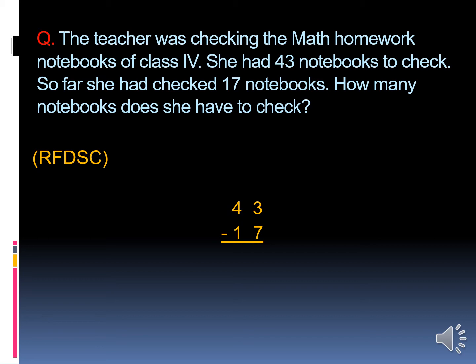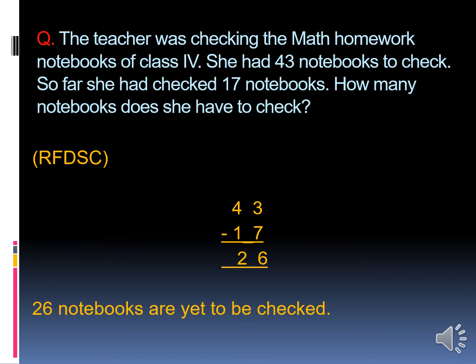So while we borrow from 4, that is from the tens place, our 3 becomes 13 and 4 becomes 3. So 13 minus 7 and 3 minus 1. So you get 26. 43 minus 17 is 26. And our answer statement will be 26 notebooks are yet to be checked.